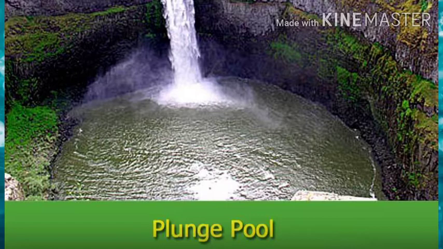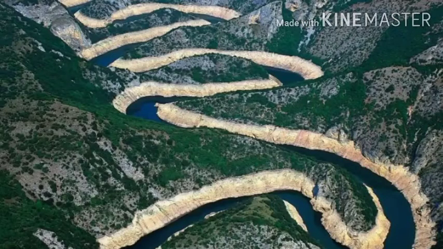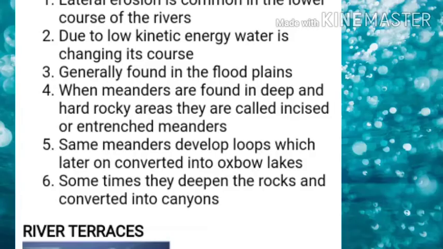Students, if we talk about entrenched meanders, these are formed due to lateral erosion, which is common in the lower course of the river, and due to low kinetic energy, water changes its course. The entrenched meanders are generally found in the floodplains. When meanders are found in deep and hard rocky areas, they are known as entrenched meanders. Some meanders develop loops which later convert into oxbow lakes.